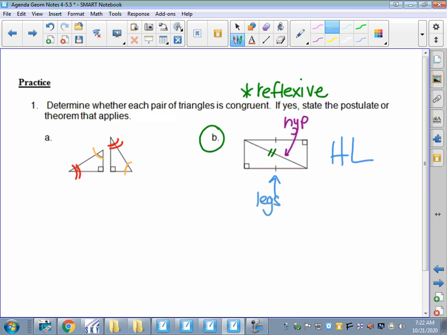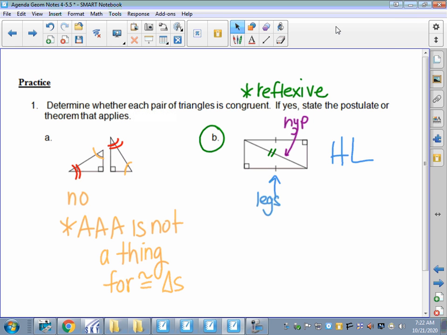So for this one, I'm going to say this is no, because angle, angle, angle, well, that's what we've got, is not a thing. That's actually going to pop up later this year when we talk about similar figures. But it is not a thing for congruent triangles. So that's a big old no. Those triangles are not congruent, or we can't for sure know that. Remember, you can't make an assumption.